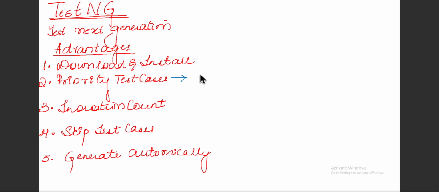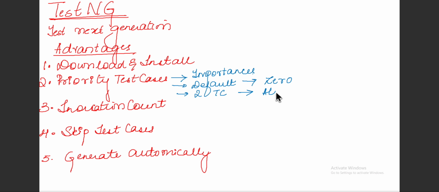Priority is nothing but giving importance to the test cases. By default, the priority would be 0. If two test cases have the same priority, the execution takes place based on alphabetical order. If you want to run multiple test cases at the same time, we can go with invocation count.